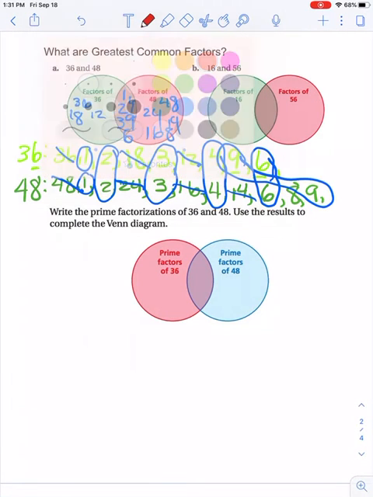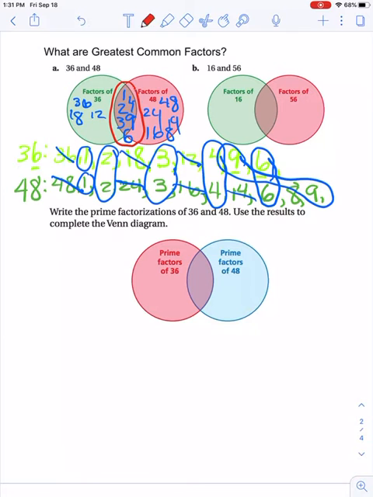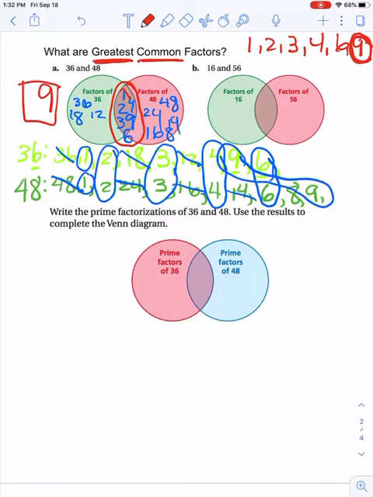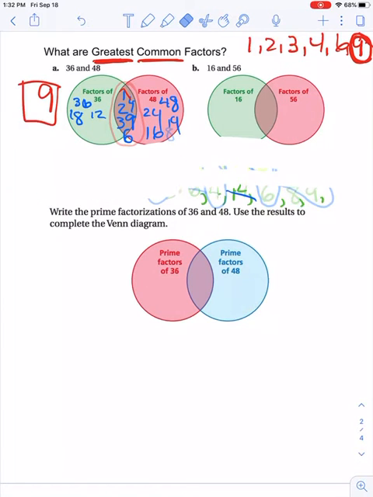Then I'm going to look for which ones are in the middle. These ones that are in both of them, because we're looking for a common factor, means it's in both of them. So the common factors are 1, 2, 3, 4, 6, and 9. But our greatest common factor, which one's the biggest? 9. 9 is the biggest. So the greatest common factor here is 9. Okay, that's it. I'm going to erase this down here so we have a little bit more space.